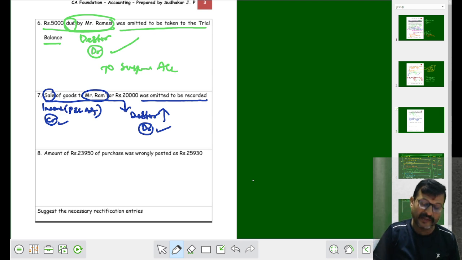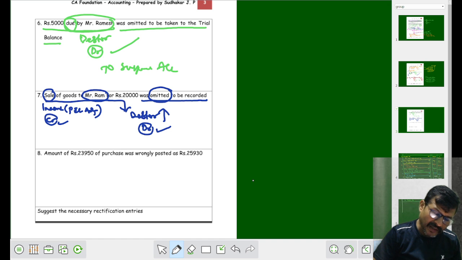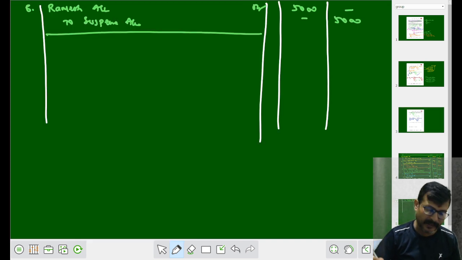Now my dear student, did you people record this transaction? No, this transaction is omitted. Now what we have to do? We have to record it. Then what is the entry? Ram's account debit. Who is debtor? Ram. Ram's account debit to P&L adjustment account. That is the entry number what? 7.